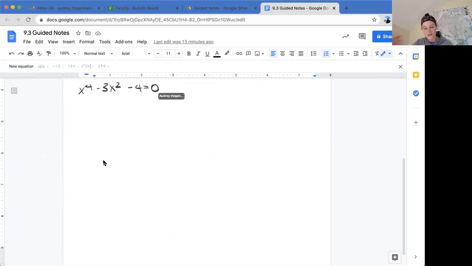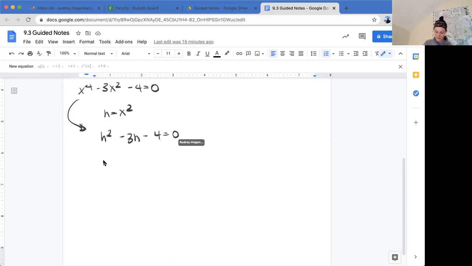So one thing that you'll notice about this equation is that it's almost a quadratic, right? It looks so close to being x squared minus 3x minus 4 equals 0, which we know how to solve, but it's not. So we're going to do something tricky here, okay? And I'm going to choose another letter. I'm going to pick H for Ms. Hogenkamp. So what I'm going to do is I'm going to say that H is equal to x squared, okay? And so if H is equal to x squared, I can rewrite my equation as H squared, because if H is x squared, then H squared is x to the 4th, minus 3H minus 4 equals 0.